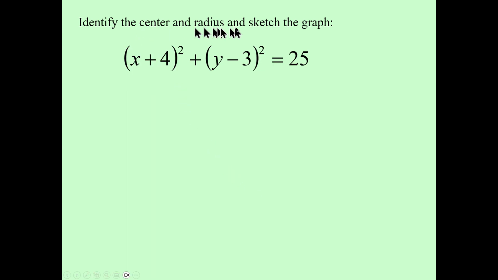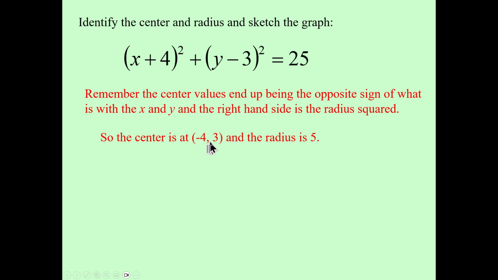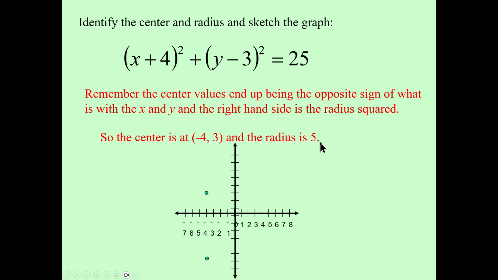Identify the center and radius and sketch the graph. So you can see here, we have a -4 and a +3, and the radius is 5. That's the advantage of having it in standard form. So you can see where the center is, and the radius is 5. You can count over and then sketch the graph.